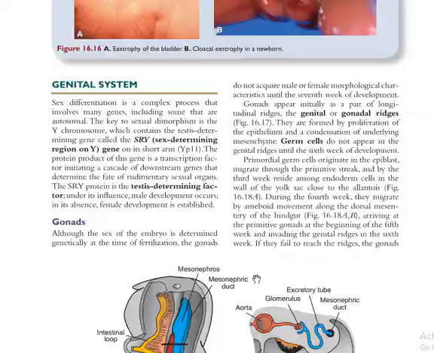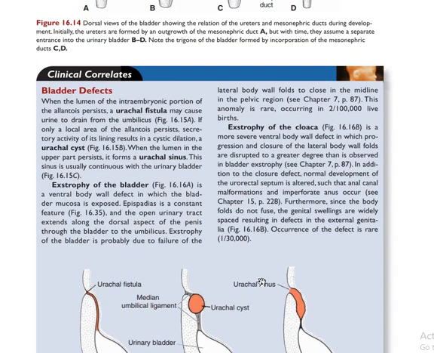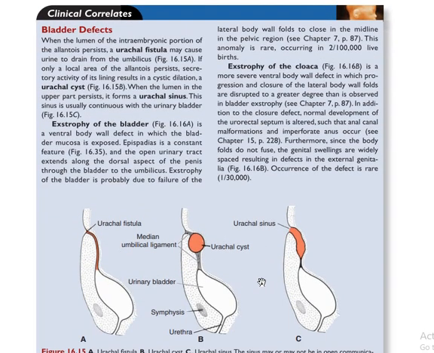So from there, we have visualized all the main tissues involved in the urinary system, and this will mark the end of the urinary embryology.